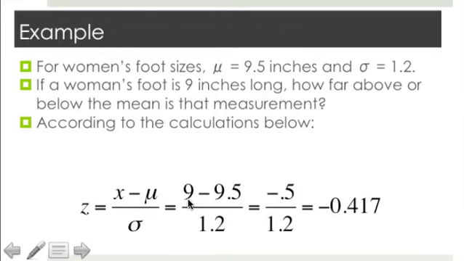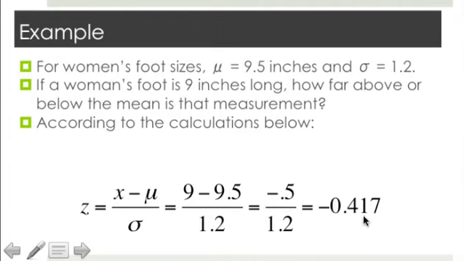That's the given foot size that we're exploring. We subtract from that the mean of our data set, and then we divide by the standard deviation. Both of these two values right here are given to us in the original problem. Notice this gives us a negative value up on top, negative 0.5.